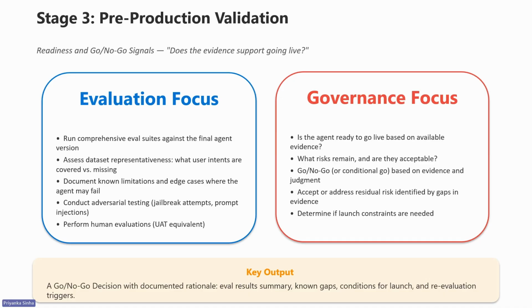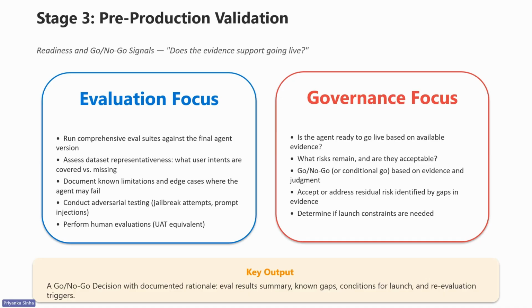You assess whether your test data sets are representative, what user intents are covered versus what is missing. So you document known limitations and edge cases where the agent may fail. You conduct testing, including jailbreak attempts and prompt injections, and you perform human evaluation, which serves as a UAT equivalent for agents.